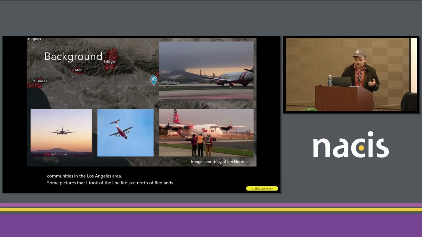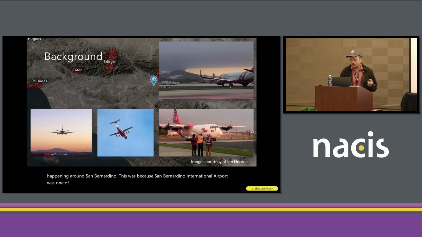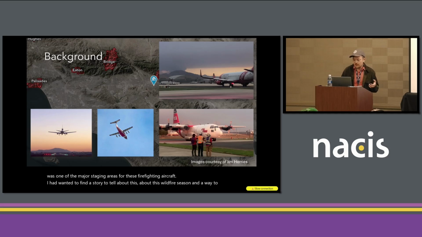And one of the things that I noticed as this was going on was the amount of aerial activity happening around San Bernardino. This was because San Bernardino International Airport was one of the major staging areas for these firefighting aircraft. I had wanted to find a story to tell about this wildfire season and a way to visualize it that I hadn't seen visualized before, and focusing on the aerial response seemed like a perfect angle to take. It also seemed like a good opportunity to develop a better approach and some best practices for doing 3D animations of time series data, so I think that's what I'm going to touch on a little bit in this presentation.